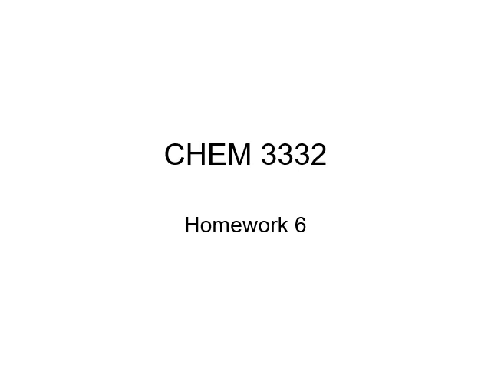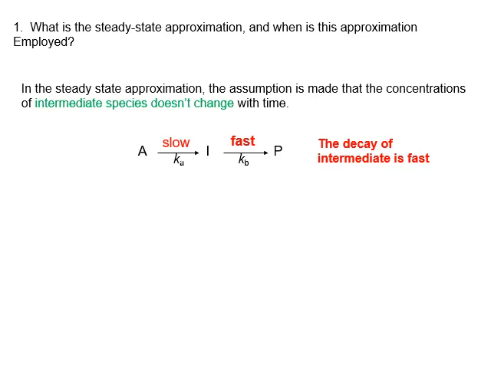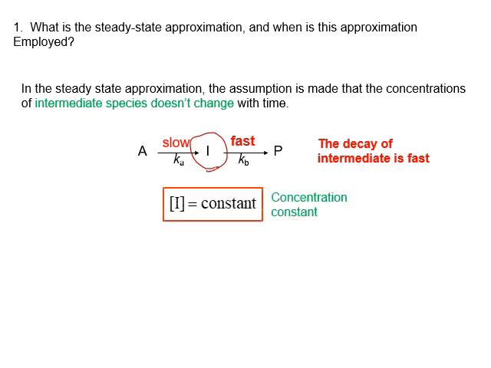Homework 6. Question number 1. What is the steady state approximation and when is this approximation employed? Steady state approximation applies to a consecutive reaction where the concentration of the intermediate remains constant, or the rate of this concentration change is 0.